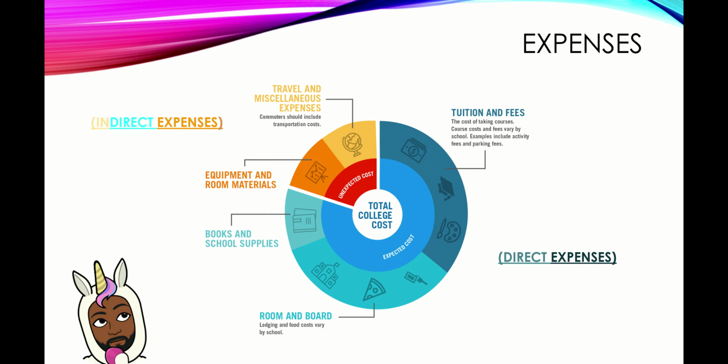Similarly, when we're thinking about direct expenses versus indirect expenses, direct expenses tend to be clearer when you're looking at financial aid award letters because those are the expenses that you pay directly to the institution. That's why we call them direct. Indirect expenses, like books and school supplies, equipment and room materials, and your travel and miscellaneous expenses, are important to be aware of, but they're not expenses you pay directly to an institution, so they may not be included on a financial aid award letter, which is why we want you thinking about these costs so that you can better estimate what exactly you will need.